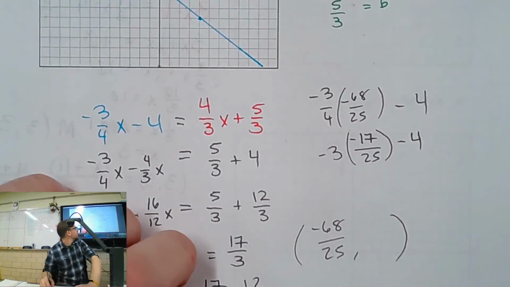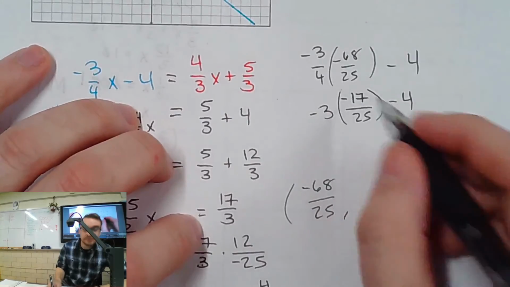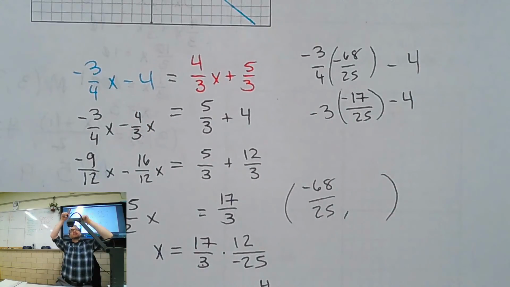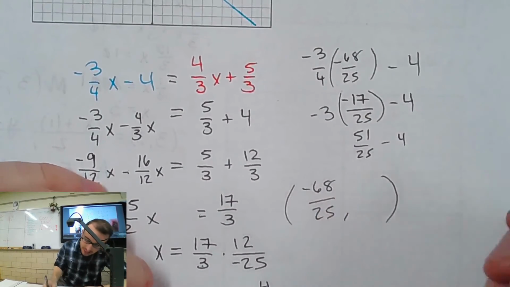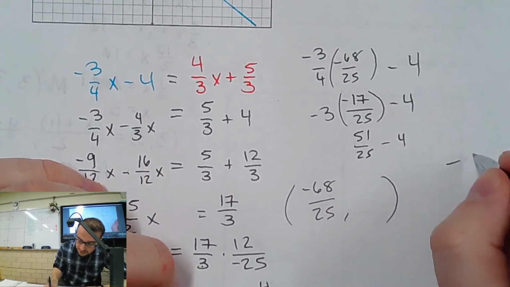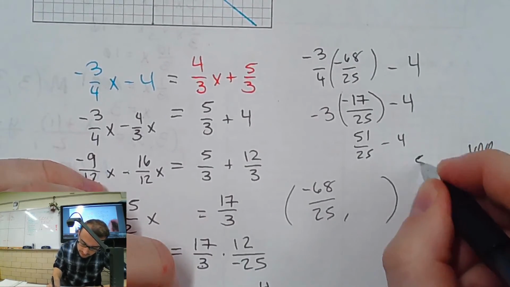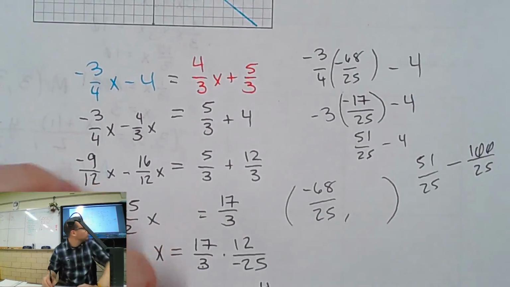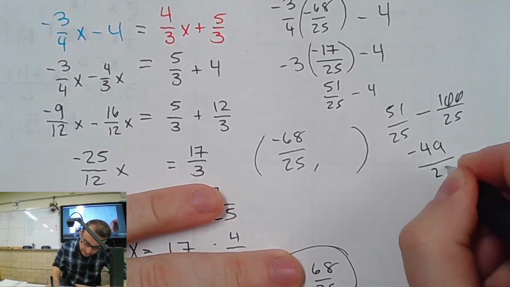So I got to do that. Negative times negative is a positive. What's 17 times 3? 30 plus 21. 51 over 25. We need common denominators. How many 25ths in the number 4? 100. 51 minus 100 is negative 49.